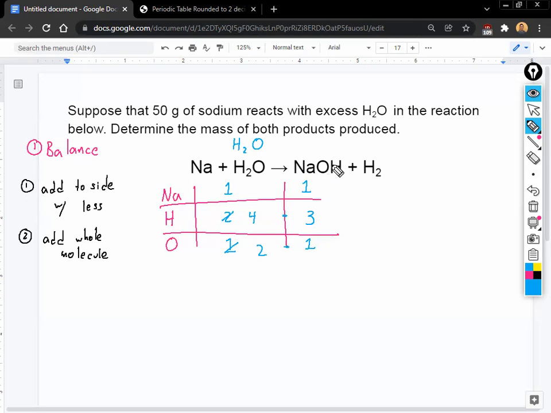So we have a choice here. We can add NaOH or we could add H2. Which one do you guys think we should add? Yeah, you want to add NaOH because if you do that, that helps you fix your H and your O at the same time. Because if you guys notice, if you add NaOH, now we have 2 Na's, we have 2 oxygens, and we have 1, 2, 3, 4 hydrogens. So that fixes our H and O, and we can fix Na very easily by adding 1 more. That'll balance it out. So that's how you want to balance out your equation.